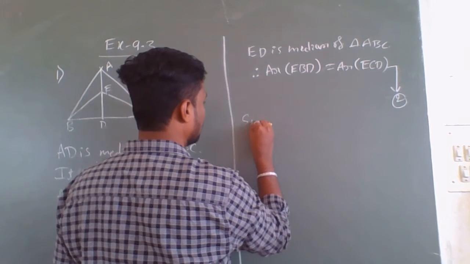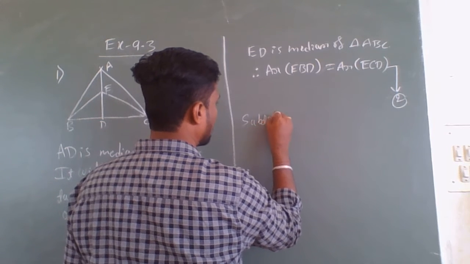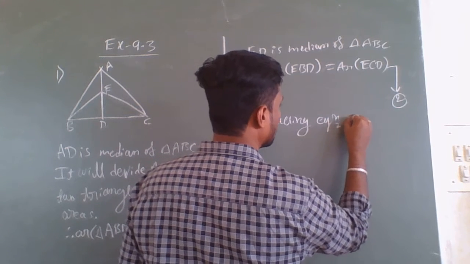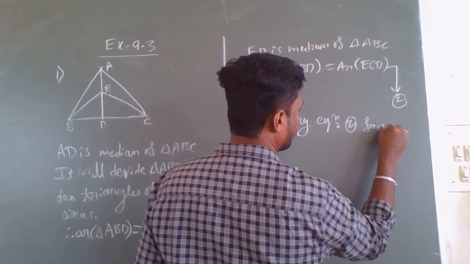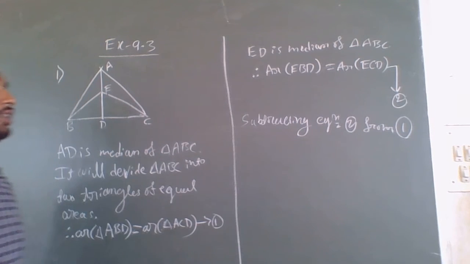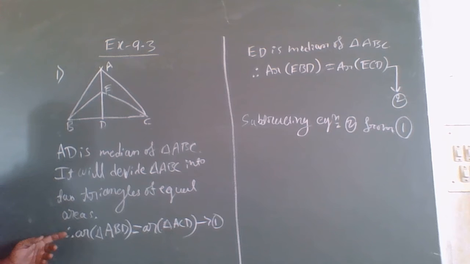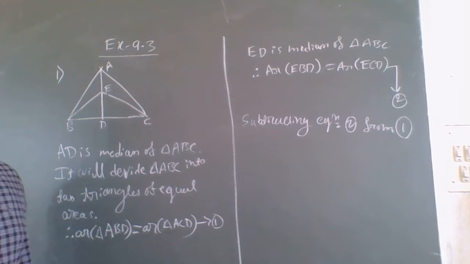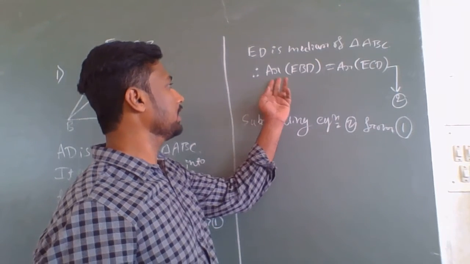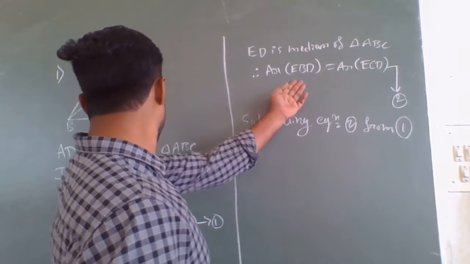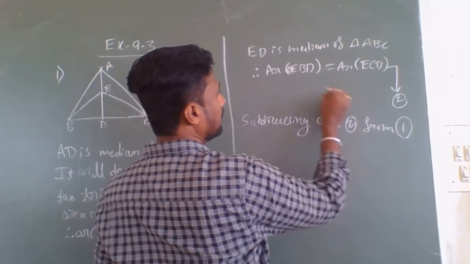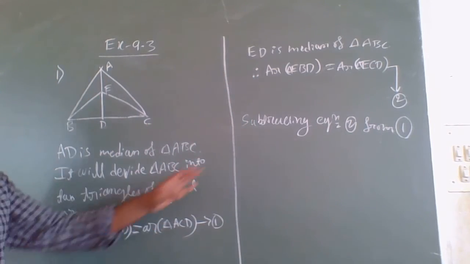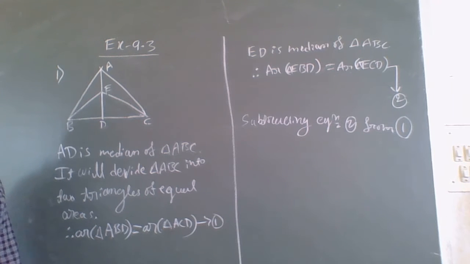So here I will write, subtracting equation 2 from 1. In equation 1 we have area of triangle ABD equals area of triangle ACD. In equation 2 we have area of triangle EBD equals area of triangle ECD. So now we are subtracting equation 2 from equation 1.